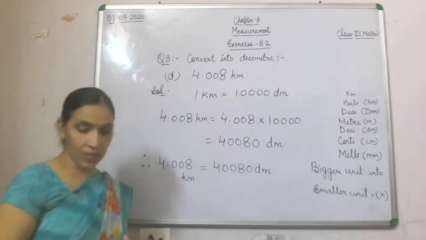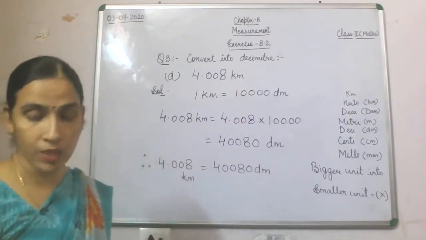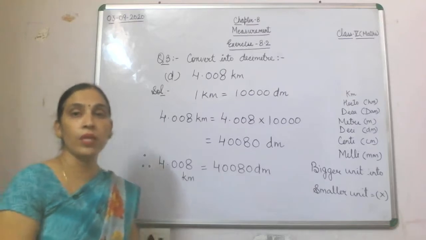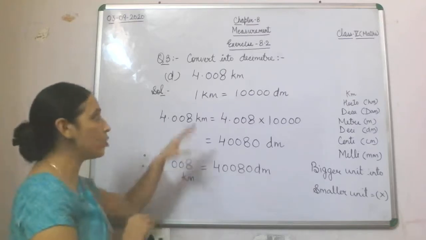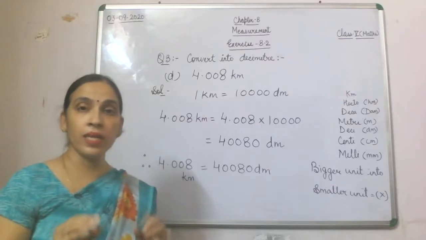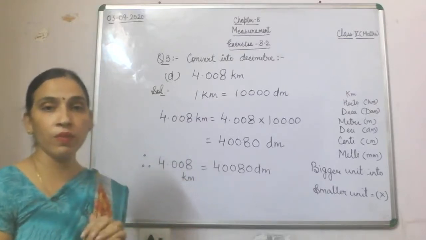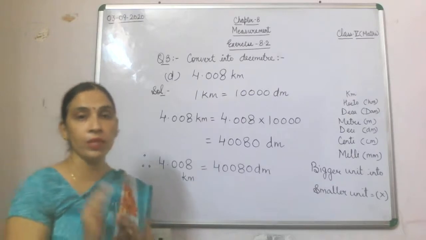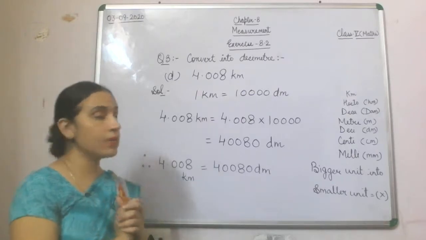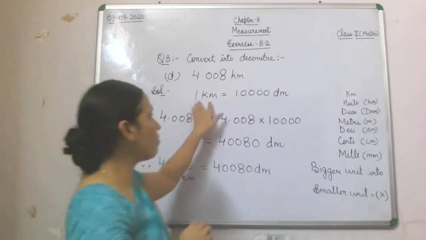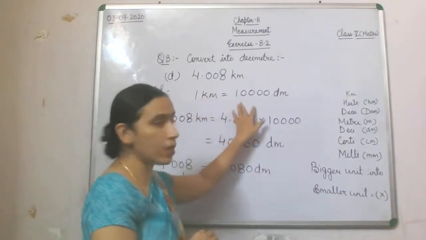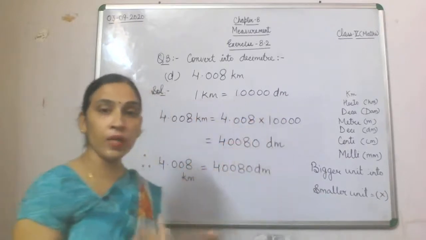So what we have seen in this question? In this question you have been given a measure in kilometer. Now kilometer is supposed to be changed into decimeter. So first thing which we will do is find the relation between kilometer and decimeter. So we found that 1 kilometer is equal to 10,000 decimeter. How have we found it out?